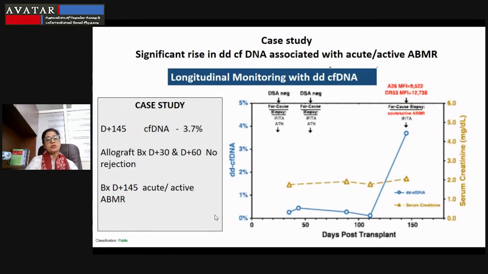The second case shows the usefulness of the longitudinal monitoring with donor-derived cell-free DNA. A case study where at D plus 145, cell-free DNA was at 3.7%. Allograft biopsies at day 30 and 60 did not show features of rejection. DSA was consistently negative, but at the third instance, the DSA was high, the biopsy was positive for ABMR, and the cell-free DNA was skyrocketing at 3.7%.